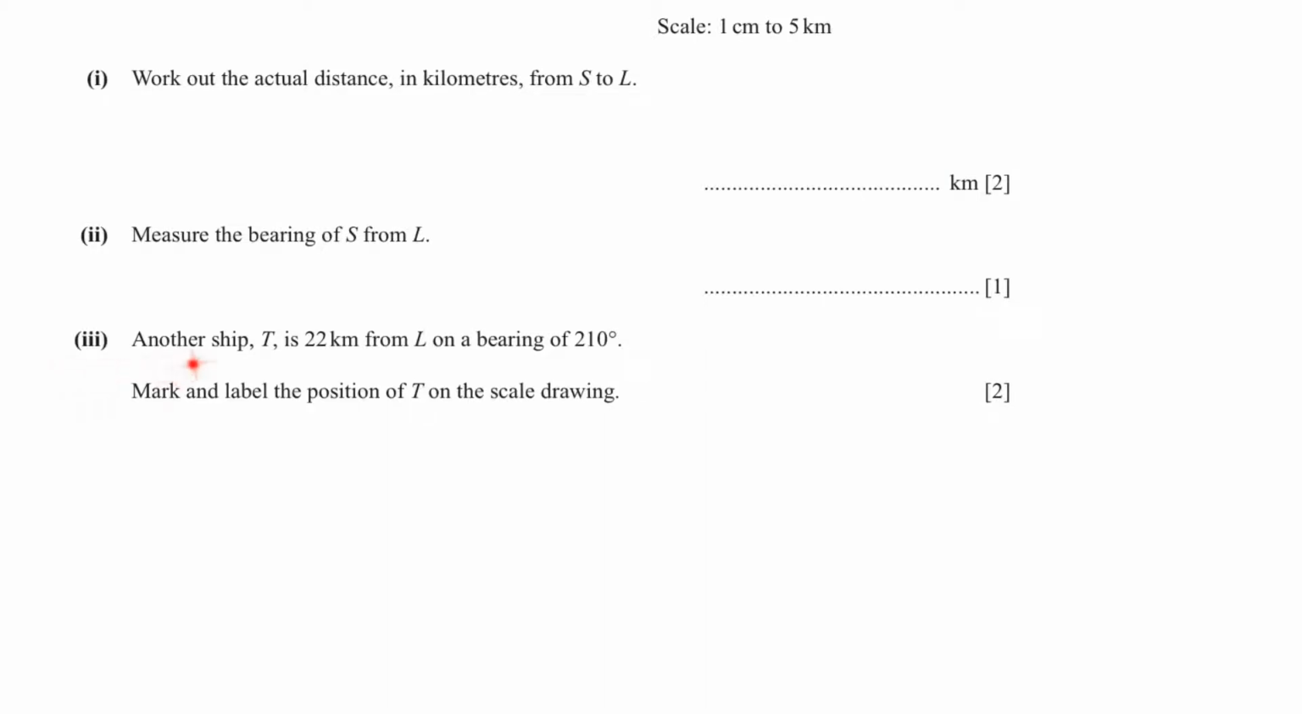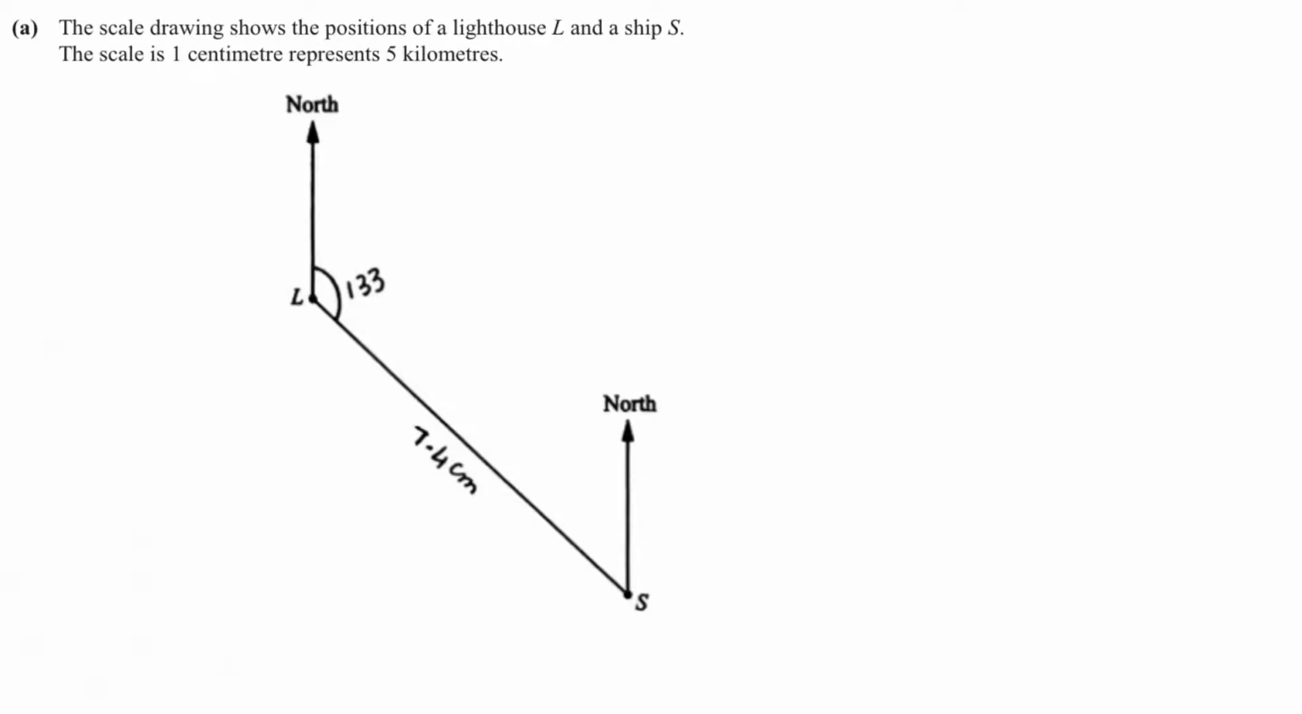Part 3, another ship T is 22 kilometers from L on a bearing of 210. Mark and label the position of T on the scale drawing. So first we'll measure the bearing and then the length. So we know that bearing of T from L is 210. To draw the bearing, because this is a reflex angle, you have to subtract it from 360 and we'll get 150.